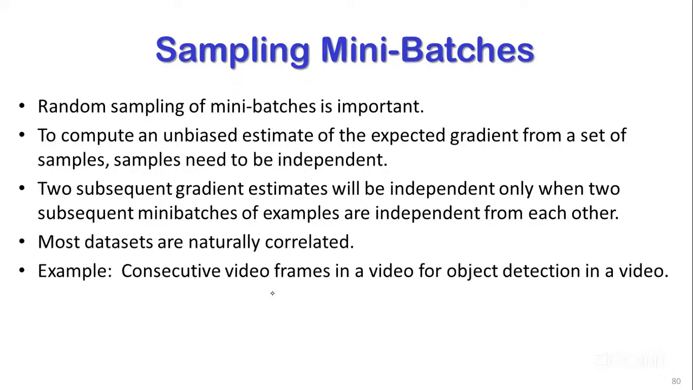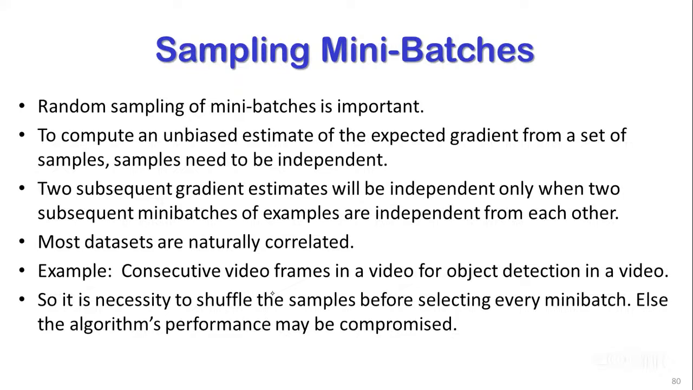But what happens when you go for a particular data set? It will be naturally correlated. For example, if you are taking video frames, when you go for object detection in a video, we all know how the hand is moving, so every frame is related to every other frame in the local region. So what to do? Remember that it is necessary to shuffle the samples before selecting every mini batch. Otherwise your algorithm's performance is going to be compromised.